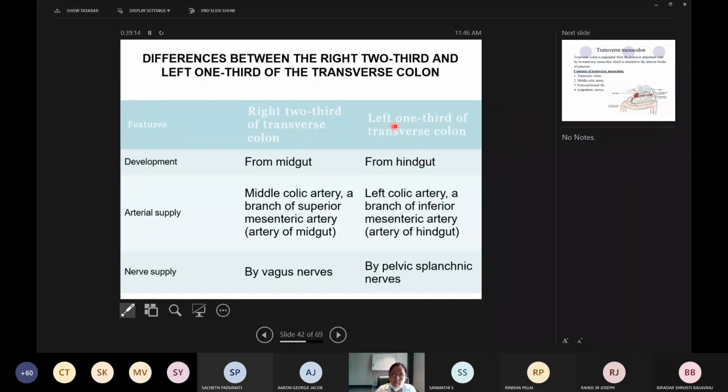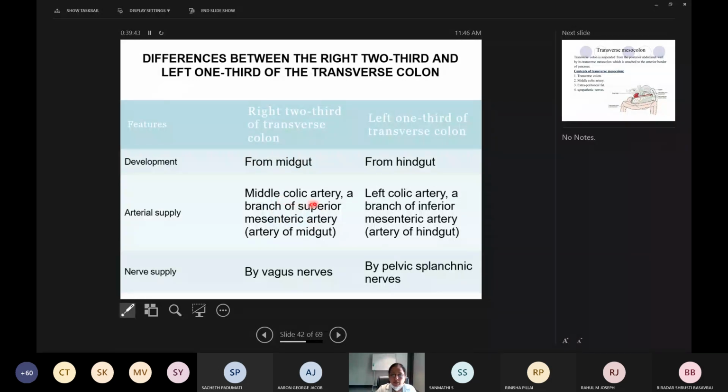It has developmentally two parts. That is, right 2/3 is developing from the midgut and left 1/3 will be developing from the hindgut. So left 1/3 of the transverse colon, descending colon, the sigmoid colon, all this will be developing from the hindgut. So the cecum, the appendix, the ascending colon and the right 2/3 of the transverse colon will be derived from the midgut. So the arterial supply will be from the superior mesenteric artery.